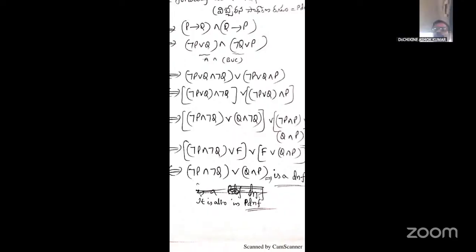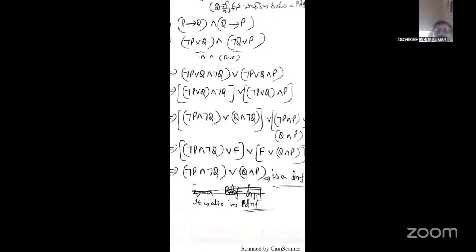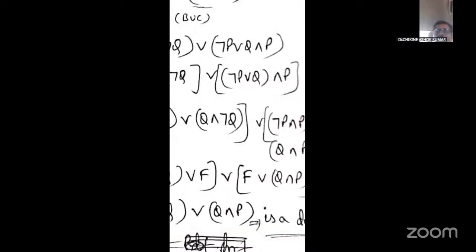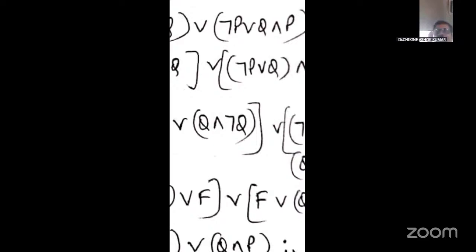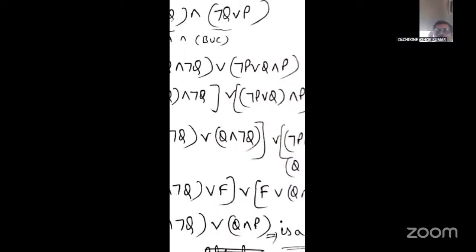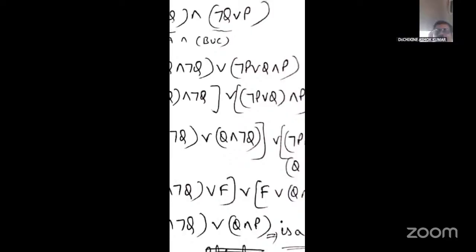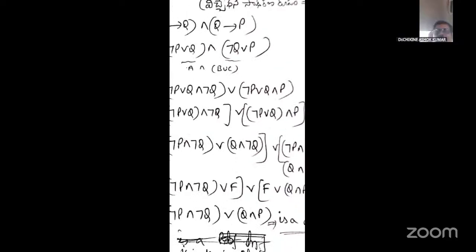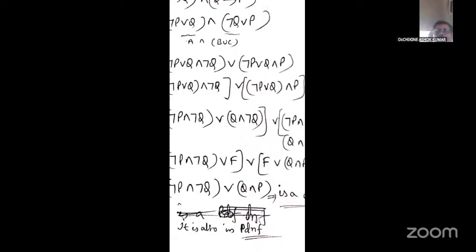Negation P intersection negation Q, I'm going to write as it is. Second one: what is Q intersection negation Q? One proposition and its negation, if you apply the intersection, it will become false. These are the fundamental properties we discussed at the beginning of the class. Q intersection negation Q means it is false.